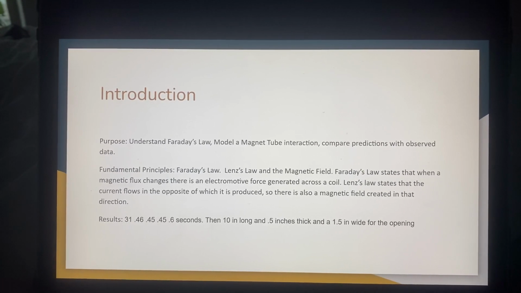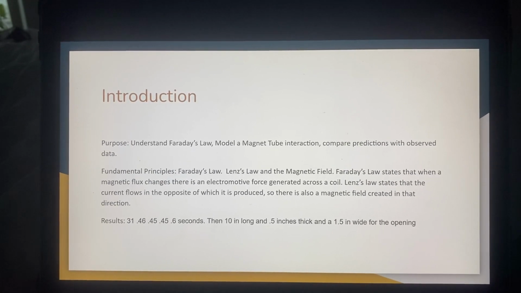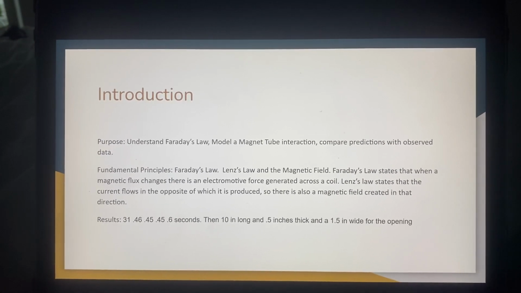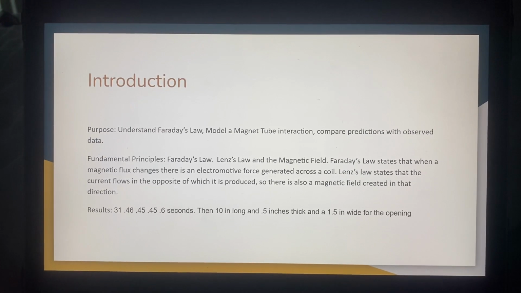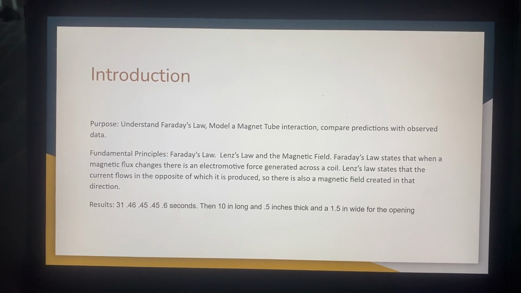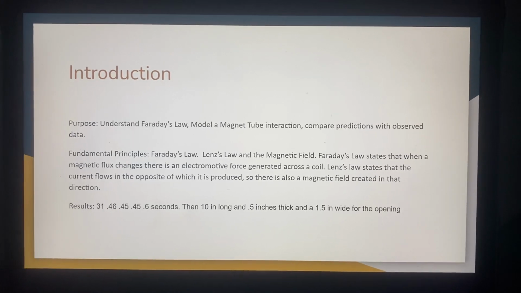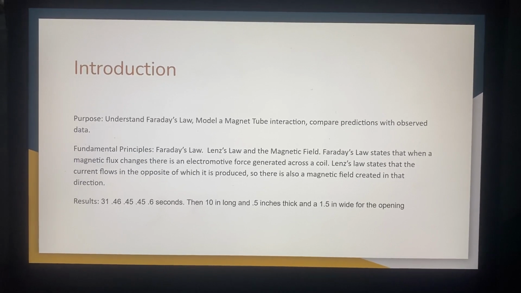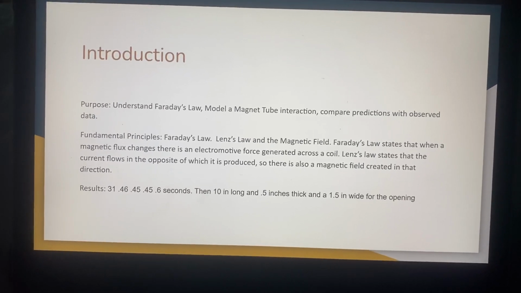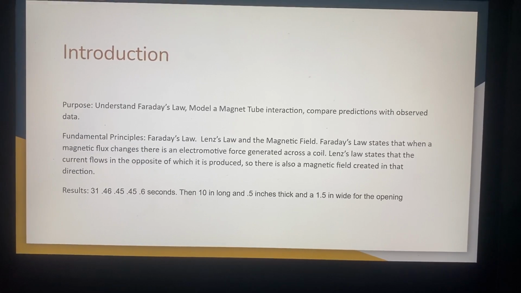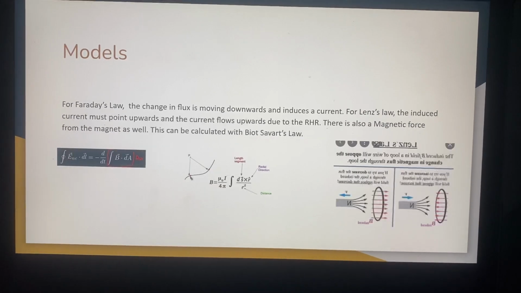Lenz's law states that the current flows in the opposite direction of which it is produced, or the force from the current flows in the opposite direction. So there's a magnetic field created in that direction, the opposite one. And my results were 0.31, 0.46, 0.45, 0.45, and 0.6 seconds for the time it takes for it to come shooting out of the tube, which is 0.454 seconds for an average.